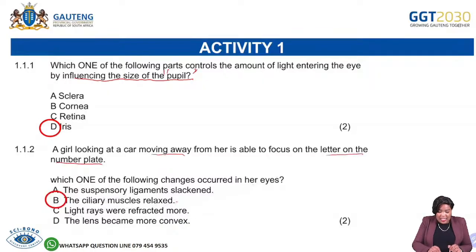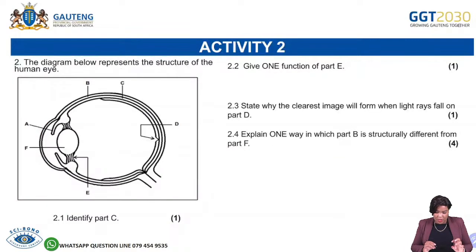Remember, when the lens becomes more convex, what does that mean? It's something that is closer to you. It means you are looking at it very close. So here, the ciliary muscles, remember the ciliary muscles? As this lady is looking at this car, the ciliary muscles are therefore going to relax. And when they relax, what happens? This lady will be able to see an object that is far away. Right, let us move to the next question.